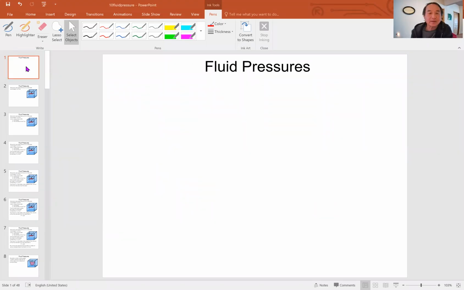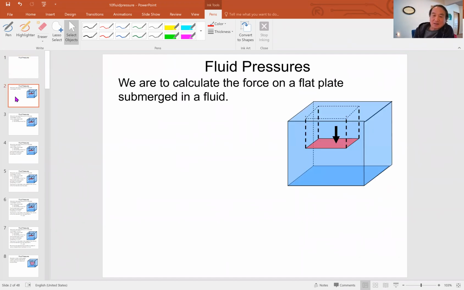Hello, everybody. This is Professor Ma, and this is the section on fluid pressures, not water, hydraulic pressures, if you like. Okay, the scenario is this. Suppose we have a flat plate submerged in water. Okay, and then there's water pressures, and in particular, how do we measure the force it's exerted on the plate?